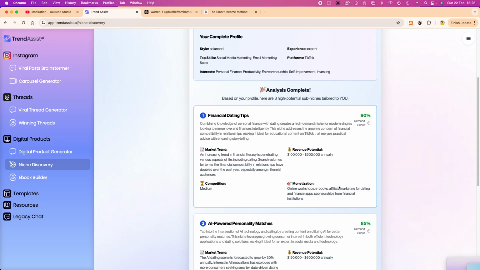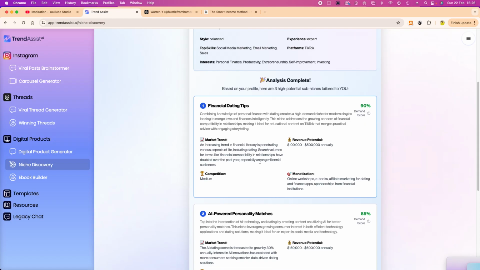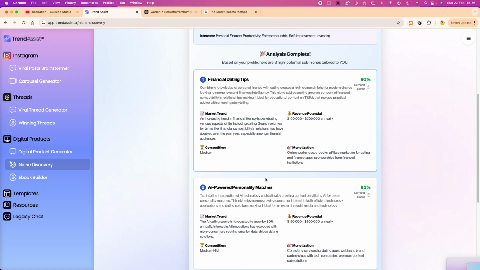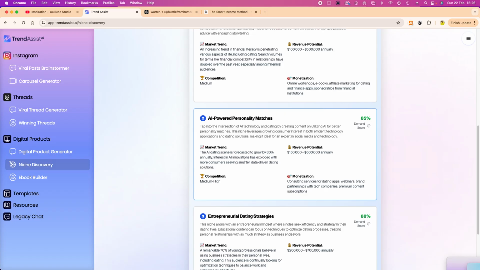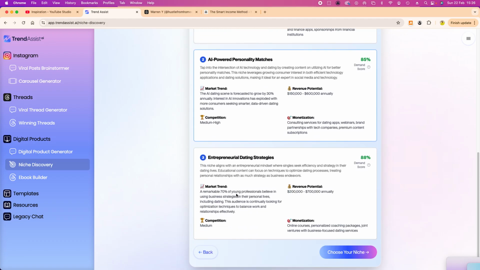Monetization: we're going to do online workshops, ebooks, affiliate marketing for dating and finance apps, sponsorships with financial institutions. Like the sound of that. Market trend: an increasing trend in financial literacy is penetrating various aspects of life, including dating. Search volumes for terms like financial compatibility in relationships have doubled over the past year, especially among millennial audiences. I like that. Demand score is 90%. I like that. AI, it's giving us AI powered personality matches. So maybe we could create something around personality matches using AI. I don't love that, although the growth potential is there.